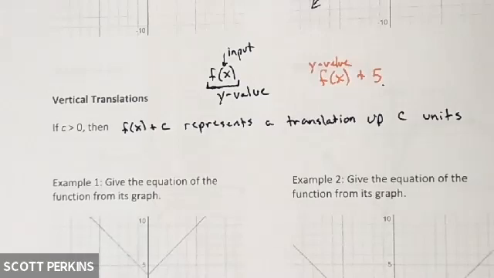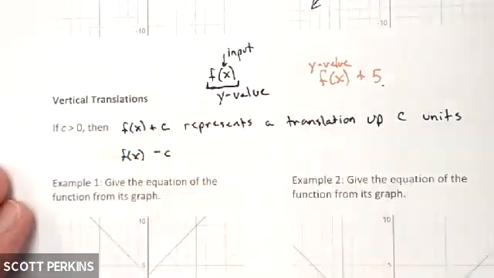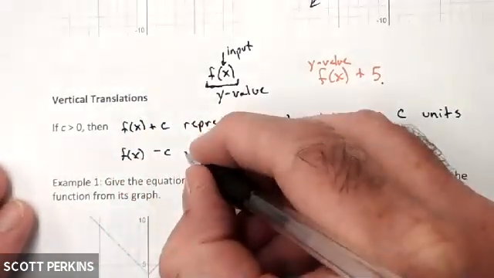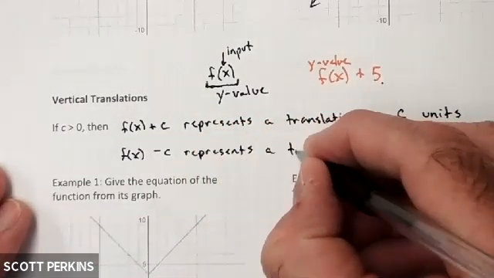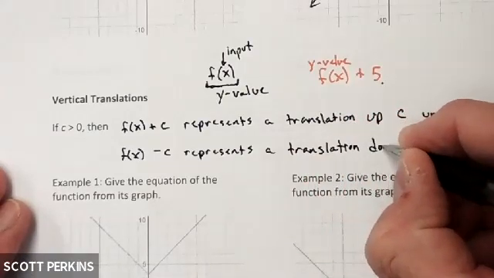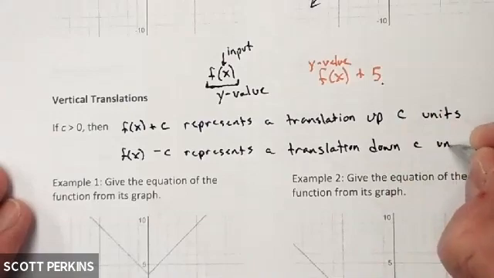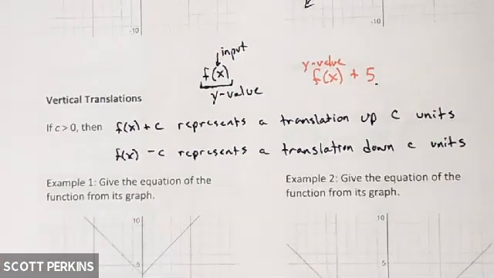How do you think we're going to move the function down then? If plus c moves the function up, then what? Yeah, subtracting from my y value. So f of x minus c represents a translation down c units.